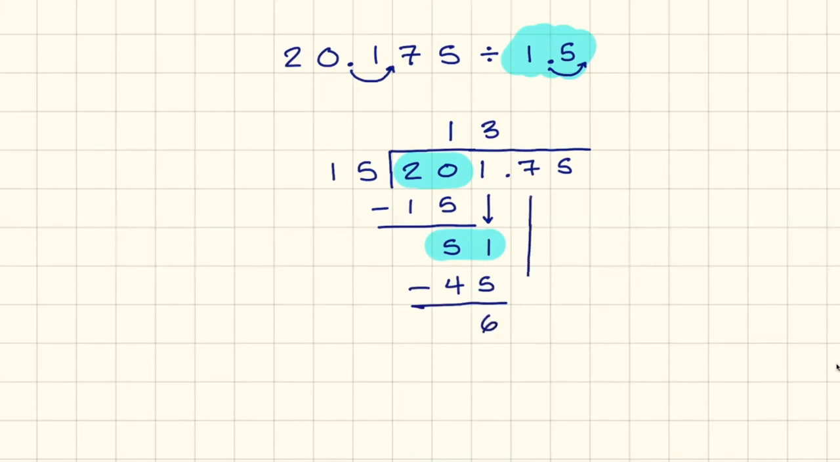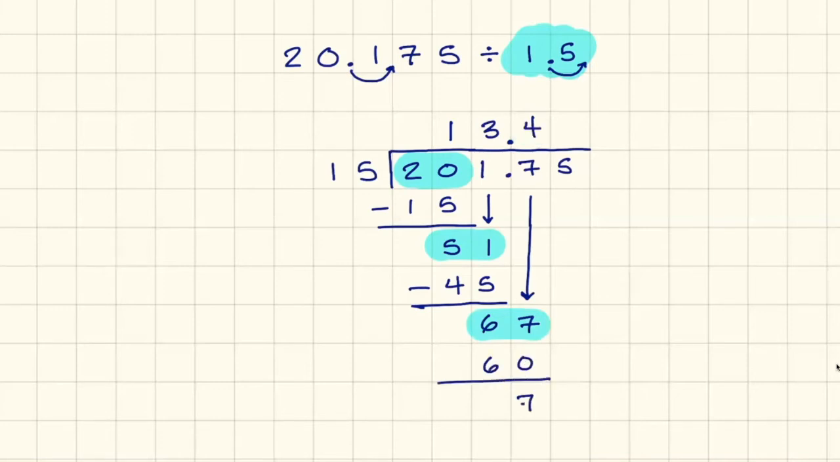And then I'm going to drop down the 7. And what I want to do here is stop and make sure that my decimal comes up from the original dividend into the quotient, so that I don't lose sight of that as we go. I'm going to continue once I've subtracted and dropped a digit. I'm going to say now, how many groups of 15 can I get out of 67, which is 4, because 4 times 15 is 60.